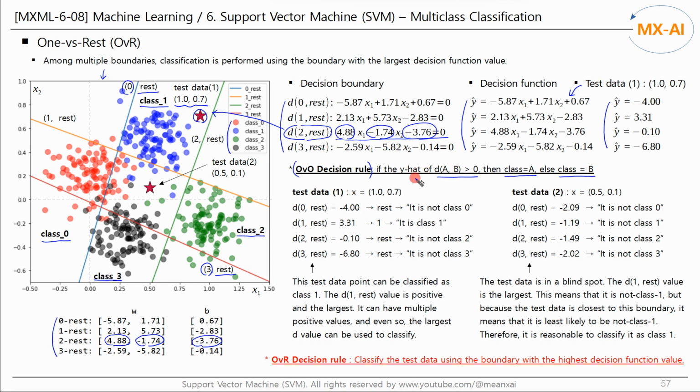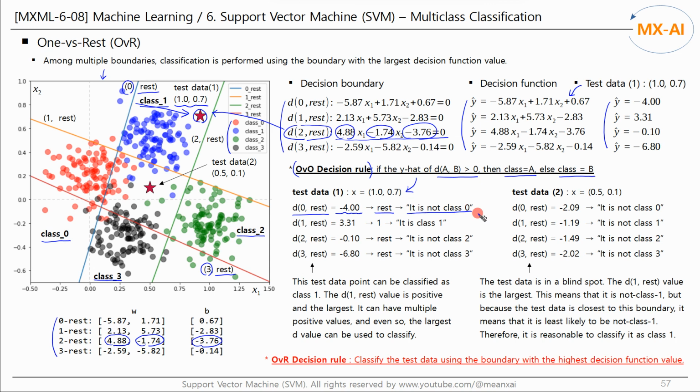Let's apply this rule to the 4 boundaries of OvR. Let's use the first boundary to predict the class of this test data point. Since the y-hat is less than 0, it is classified as the rest. This means that the test data point is 4.0 away from this boundary in the rest direction. If so, that means it's not class 0.